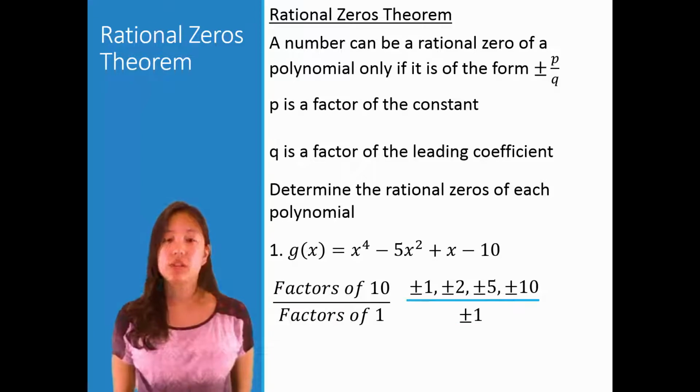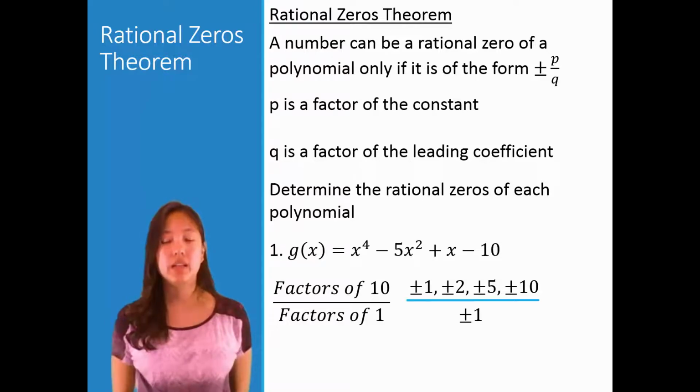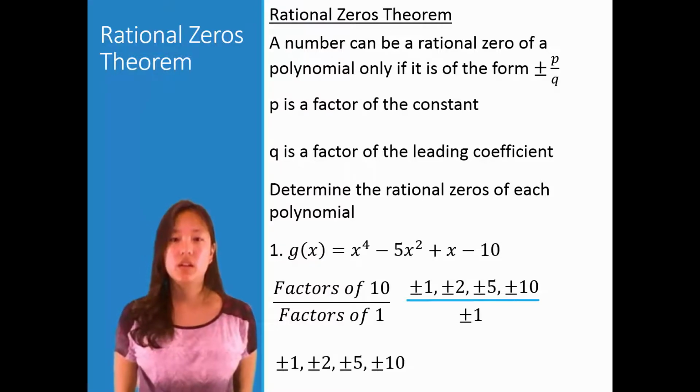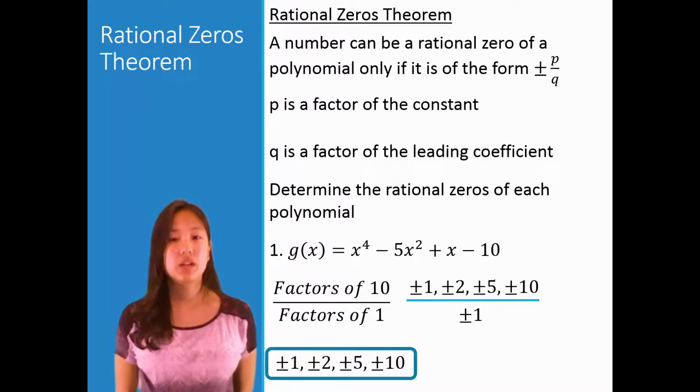Factors of 1 is just plus or minus 1. So you have 1 over 1, 2 over 1, 5 over 1, and 10 over 1. So for my list of rational zeros, don't forget to put plus or minus in front of each number. You need it in front of each number. My possible rational zeros are plus or minus 1, plus or minus 2, plus or minus 5, and plus or minus 10.